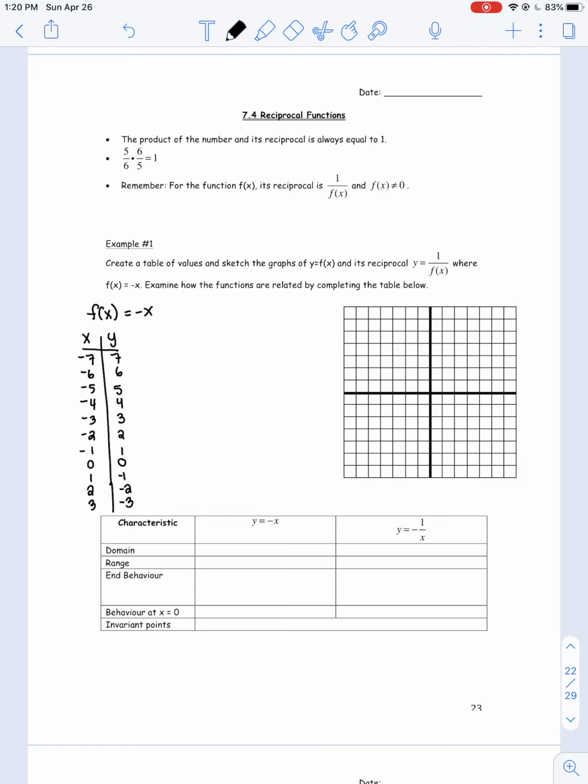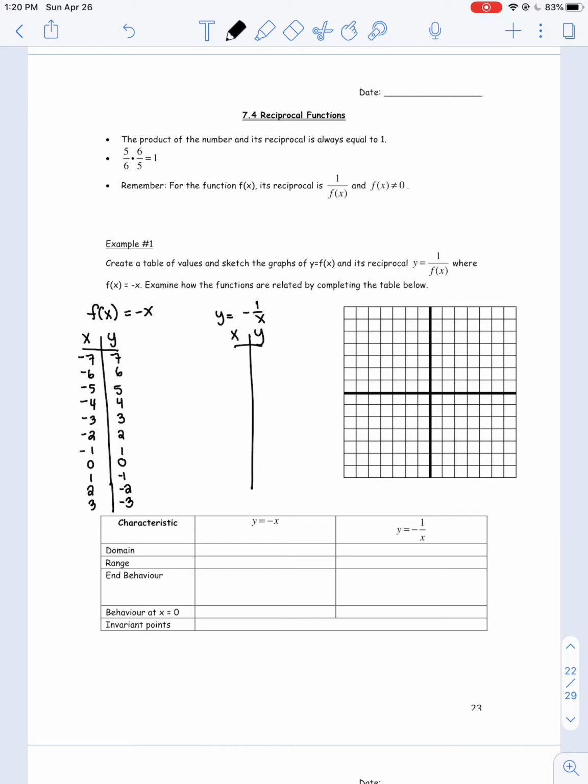But what they're saying is that we want the reciprocal function of it. So our new graph is going to look like y equals negative 1 over x. All you're doing is flipping it. The negative can move to the top or bottom, so I'm choosing to put the negative in between. So the reciprocal of negative x is 1 over negative x.